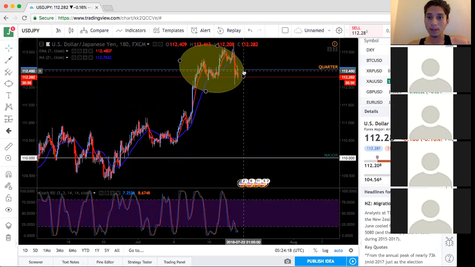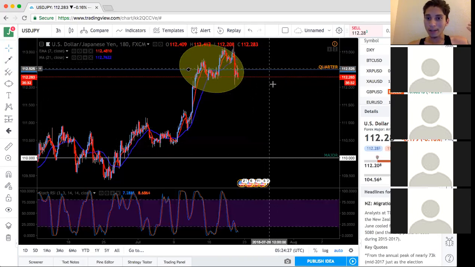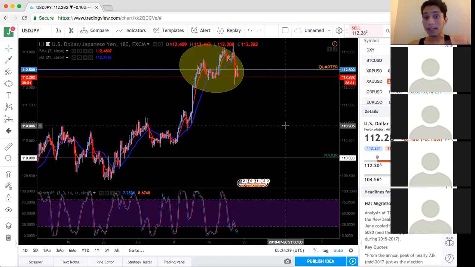But for the most part, if it does shoot down, you can catch another 250 pips on the way down. And if it goes back up, all right, cool. It's going up. Catch your 250 pips on the way up. But either way, 250 pips and dip.